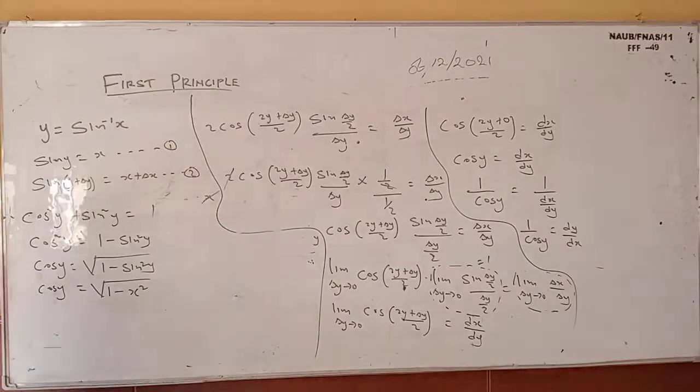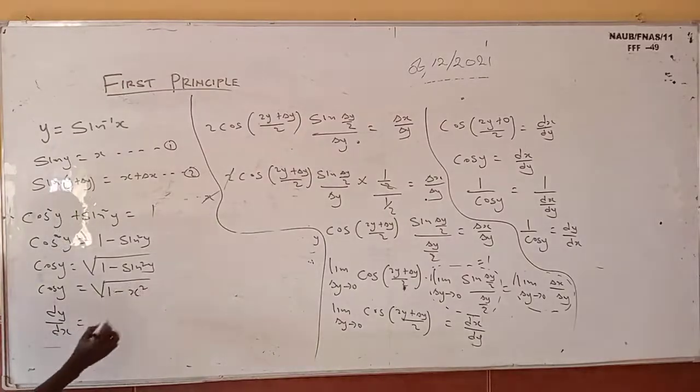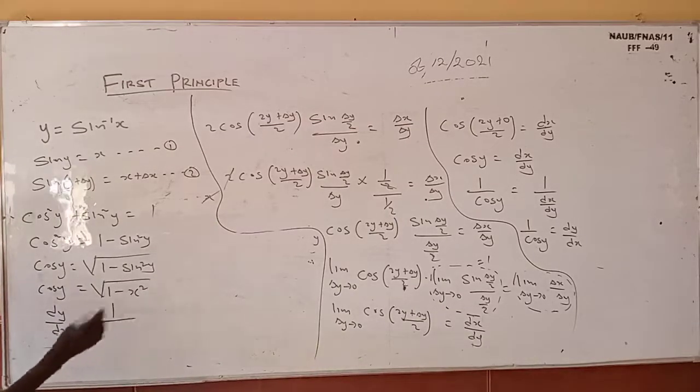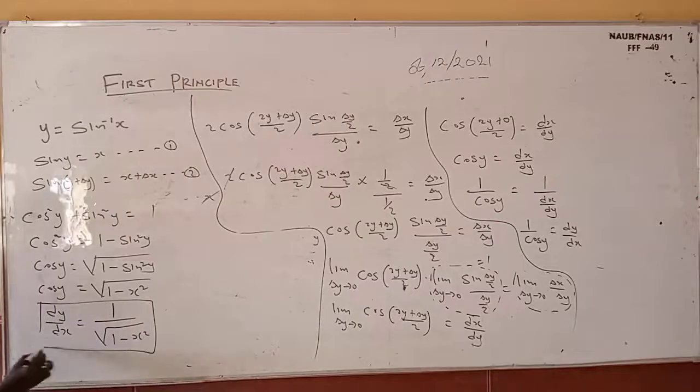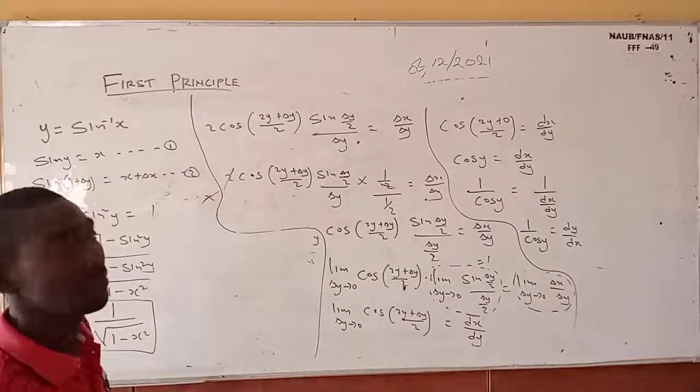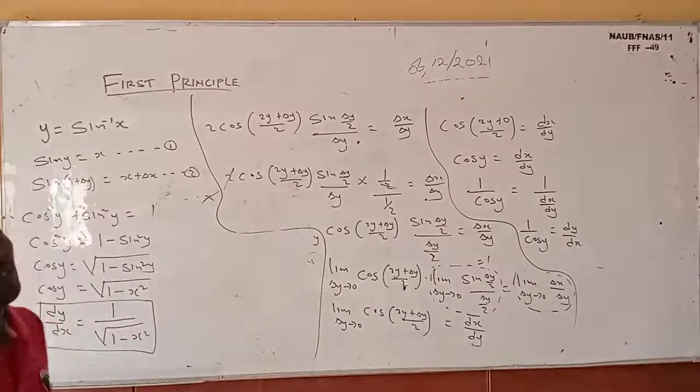It means that our dy over ds now will be equal to 1 all over cos y. And cos y is the square root of 1 minus s squared. So here ends the proof. I hope you understand this. Thanks.